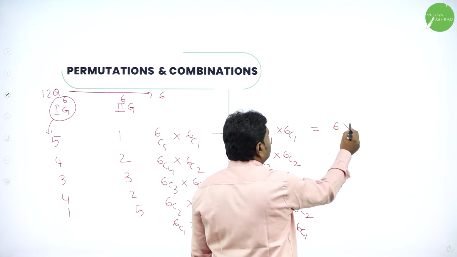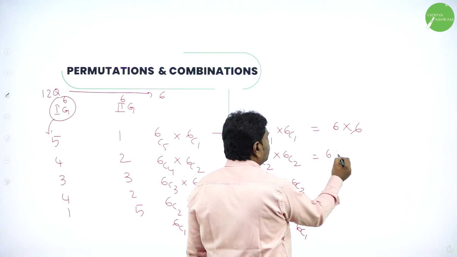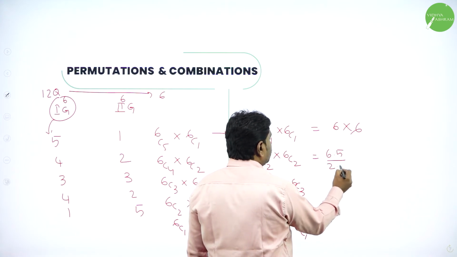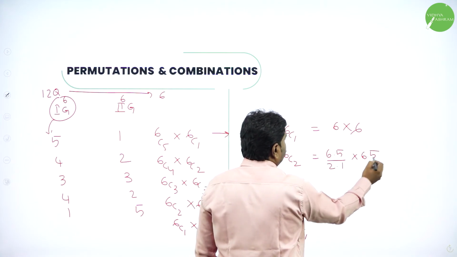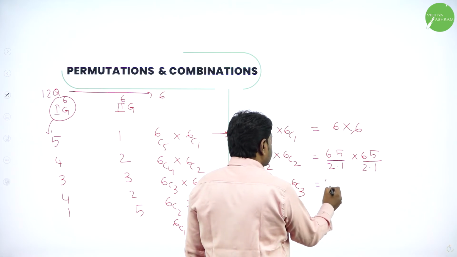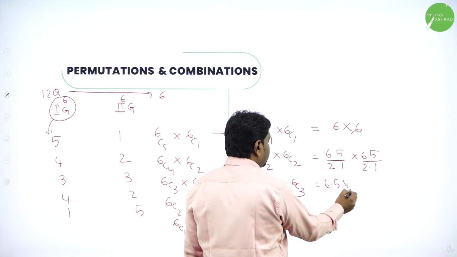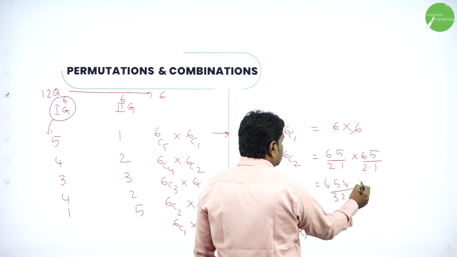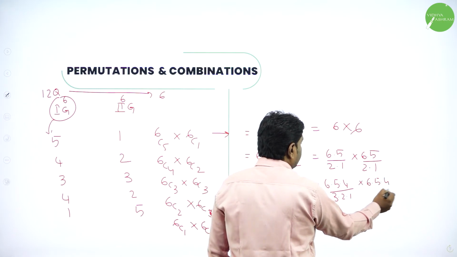6C1 means what? 6 into 6. 6C2 means 6 into 5 divided by 2 into 1. 6 into 5 divided by 2 into 1. Again 6C3 is 6, 5, 4 divided by 3 to 1. 6, 5, 4 divided by 3 to 1.